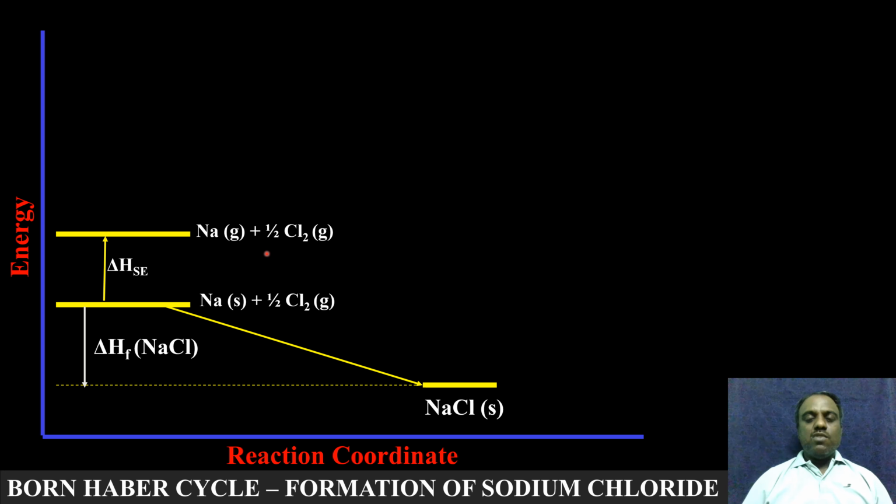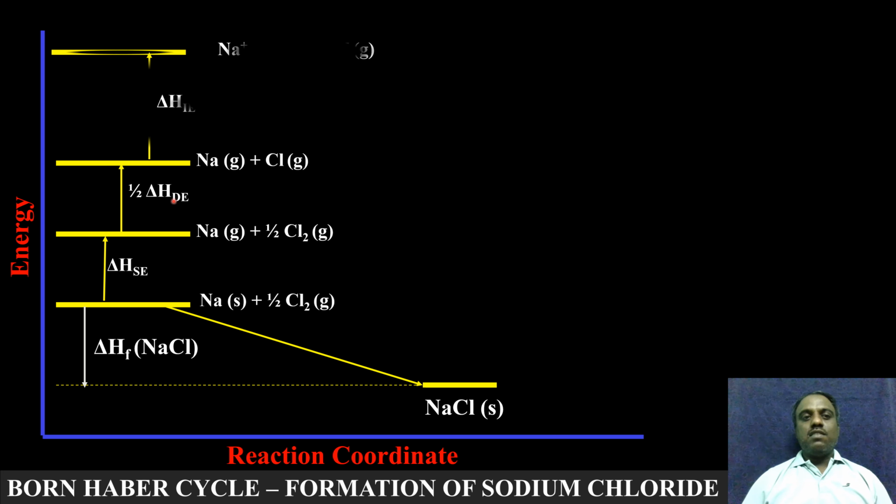In the next step, the chlorine molecule will be dissociated into chlorine atoms by absorbing the bond dissociation energy. Since we have taken only 0.5 mole of chlorine molecule for the formation of sodium chloride, it requires only half the amount of bond dissociation energy of chlorine. In the next step, the formation of sodium ion takes place by absorbing the ionization energy. See, while we supply the ionization energy, it removes the valence electron of sodium to form sodium ion.